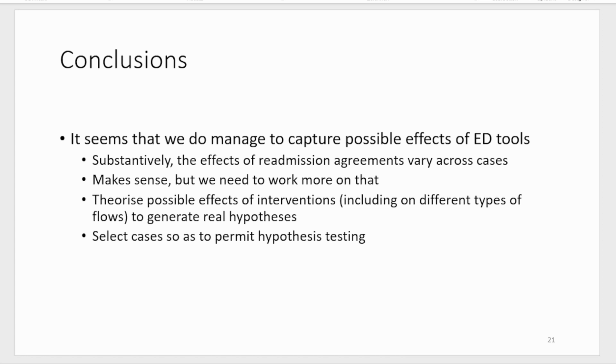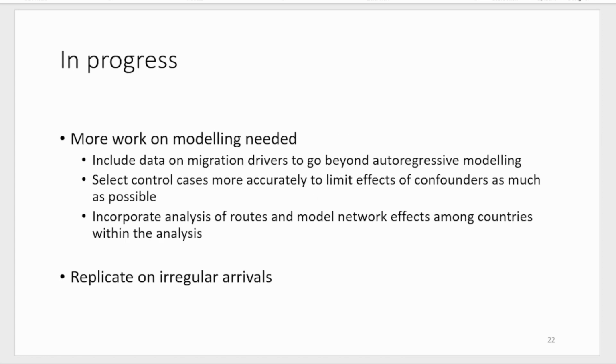and replicate these and select cases in a bit more systematic way to permit proper hypothesis testing. We also know that we need to do more work on modeling. So include data on migration drivers to go beyond these autoregressive representations. Select control cases more accurately to limit these effects of confounders that we really think will be there. And then incorporate explicitly this possible effect of the routes, so modeling these network effects among countries within the analysis so that we can account for that. And then finally, we also want to replicate on irregular arrivals.